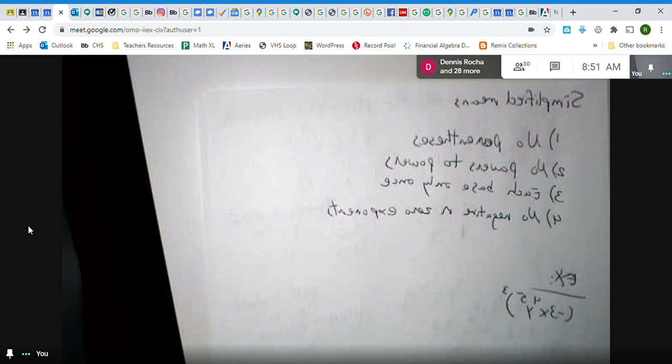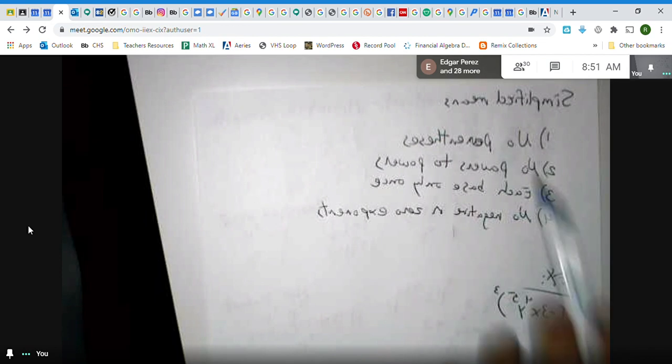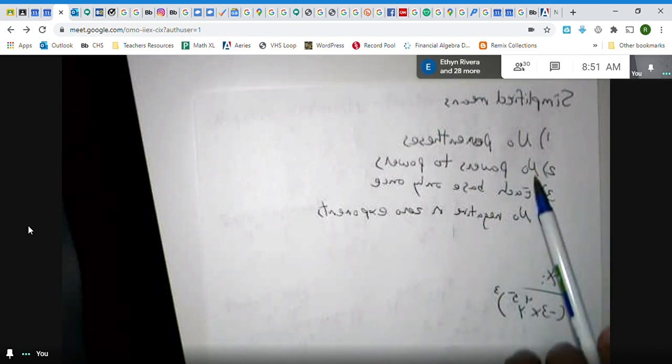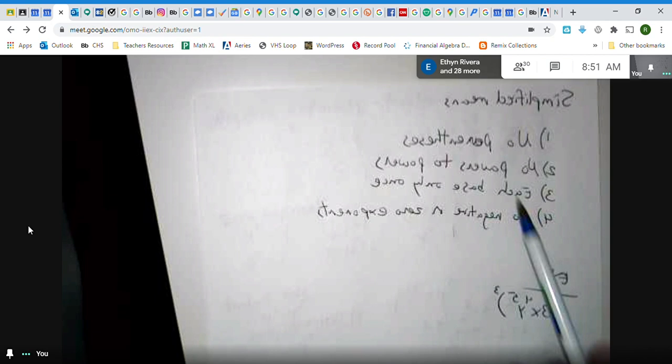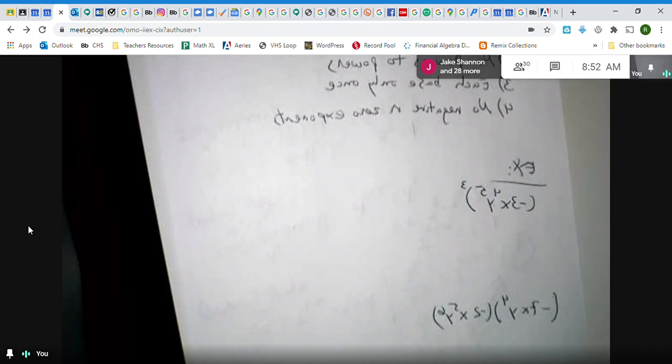Those were with numbers. We're now going to do it with variables. What does it mean to simplify an exponential expression? We want no more parentheses. We want no powers to powers. Each base happens only once. And there's no negative or zero exponents. This information is in the text that I attached to your homework. It's also in your Blitzer book for periods 1 and 4. I'm going to show you how to simplify a few expressions, and then we're going to try some out on the homework.